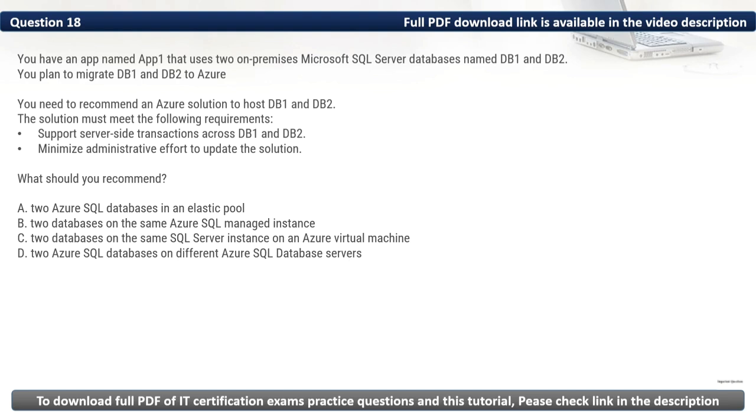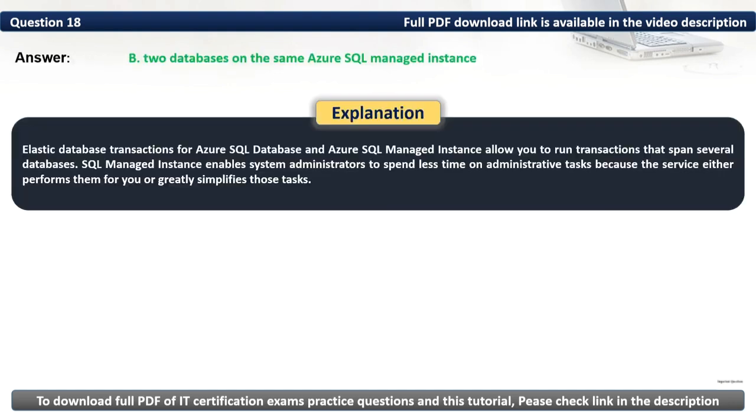Here in this question, we need to recommend an Azure solution to host DB1 and DB2 while meeting the given requirements. As such, we should recommend two databases on the same Azure SQL managed instance. Thus, the correct option is B.